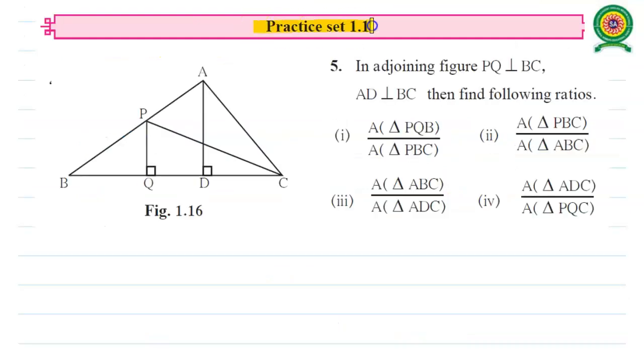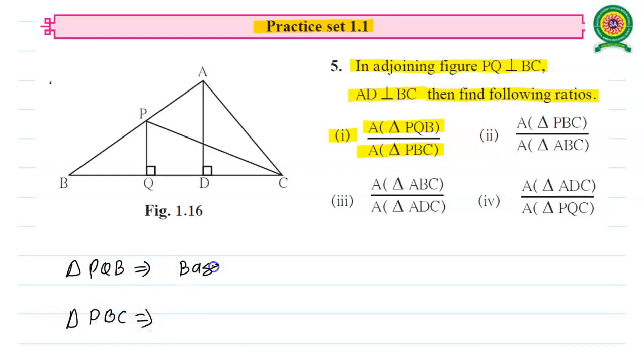Look at question number 5, practice set 1.1. In the adjoining figure, PQ is perpendicular to BC, AD is perpendicular to BC, then find the following ratios. Within it, the first ratio is the area of triangle PQB and the area of triangle PBC. So look firstly at triangle PQB and the second triangle, triangle PBC. What about their bases and heights?